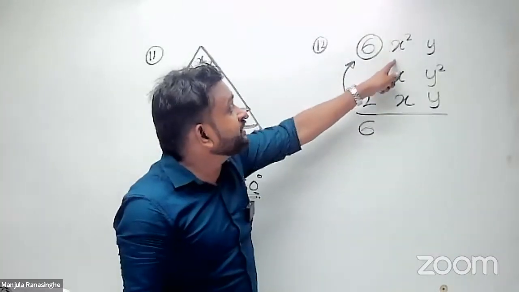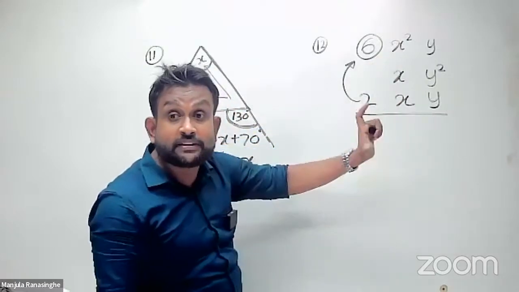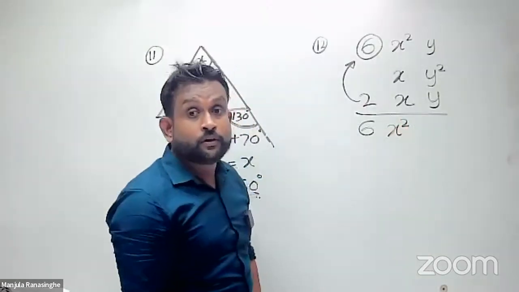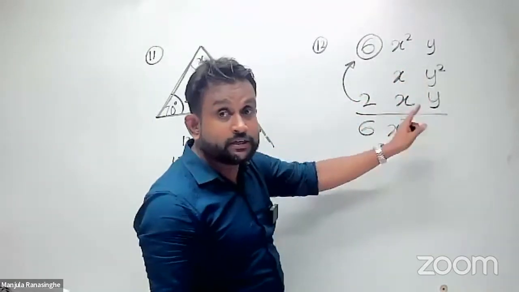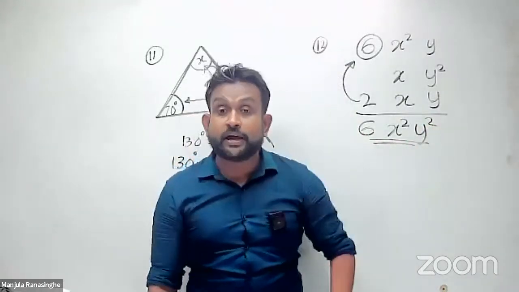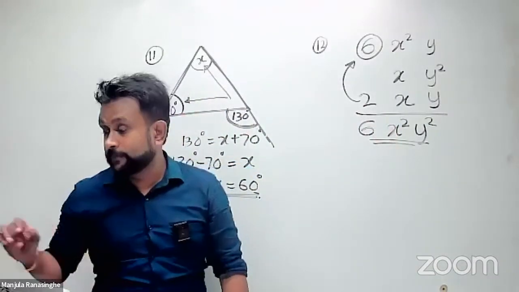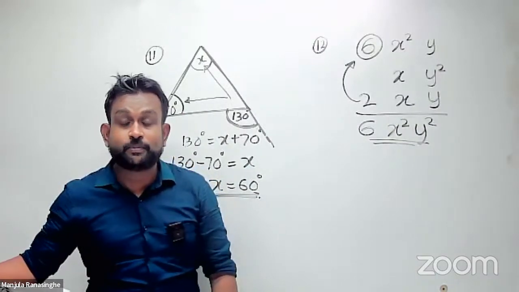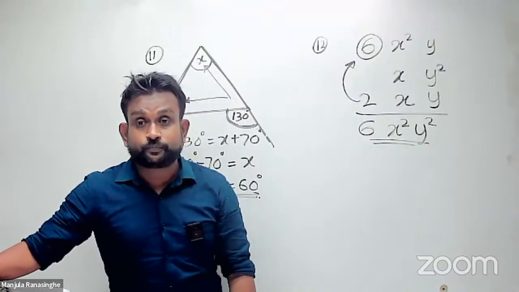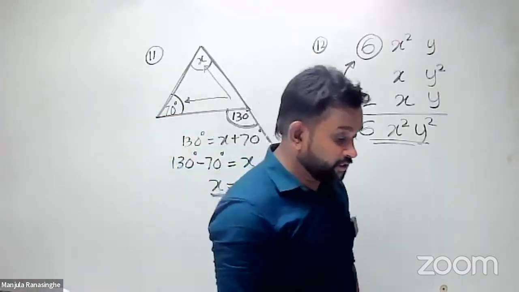Then for the similar terms, take the maximum power. What is the maximum power of x? That is x squared. And what is the maximum power of y? That is y squared. So the LCM is 6x squared y squared. That is the answer. Or you can use another method: separate into prime factors and do it. Right, question number 13. See question number 13.